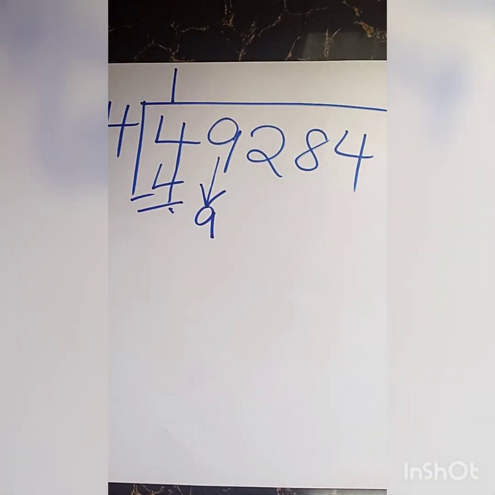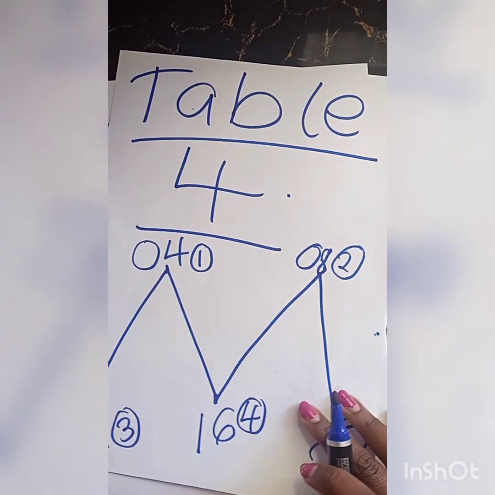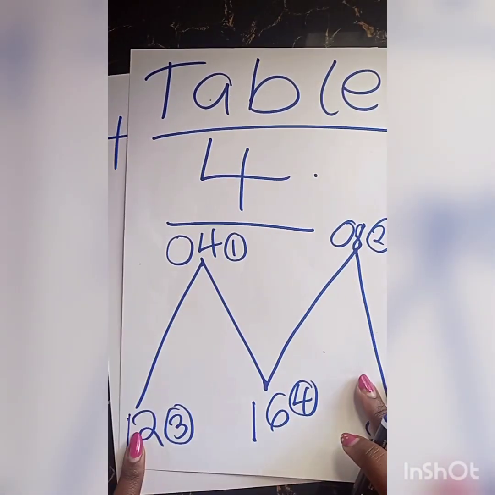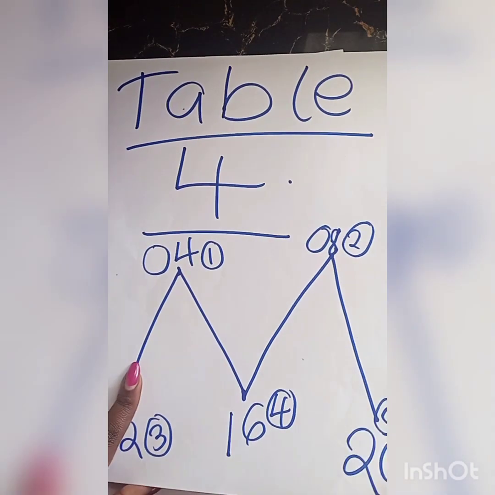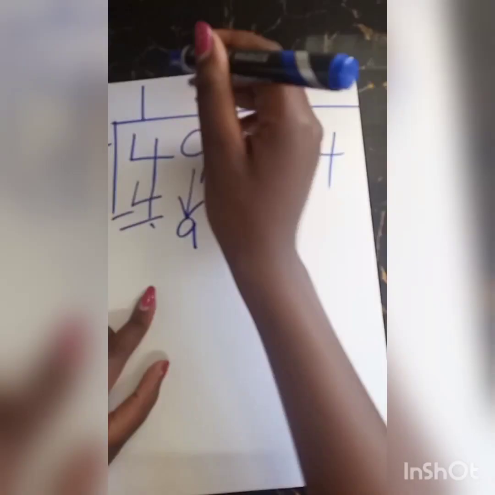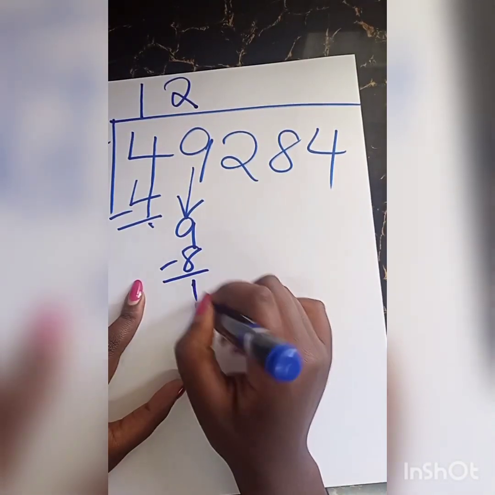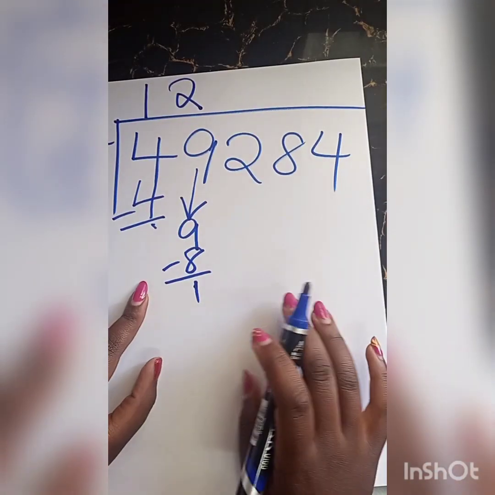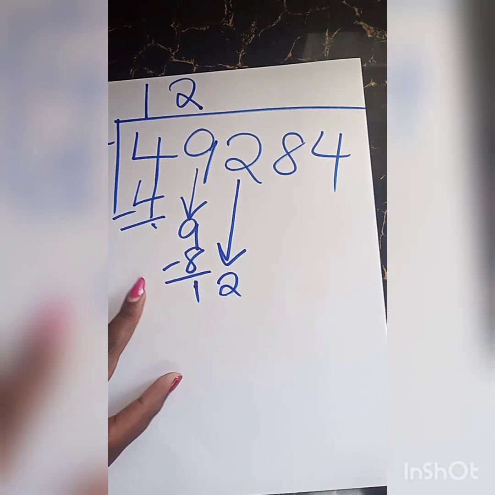When you drop the 9, where does 9 fall in table 4? 9 is in between this and this. So we'll use 8 because 8 is less than 9. So we'll write a 2 over here because 2 times 4 is 8. 9 minus 8 is 1. When you drop the 2, we'll have 12.